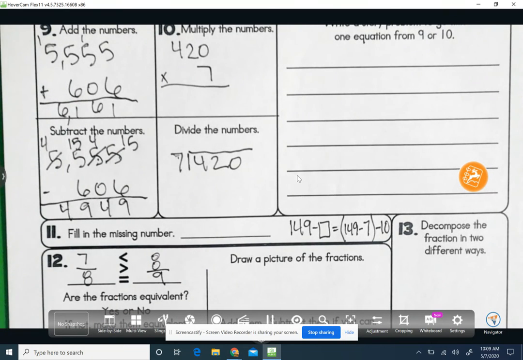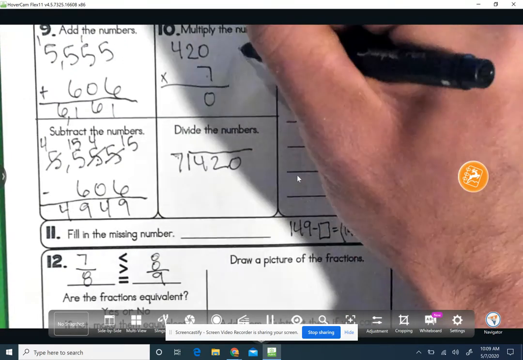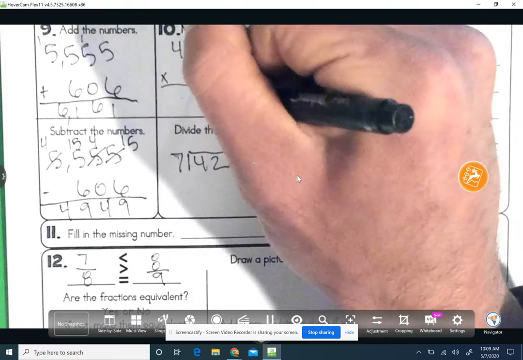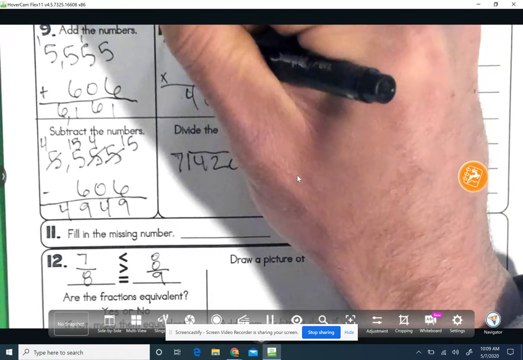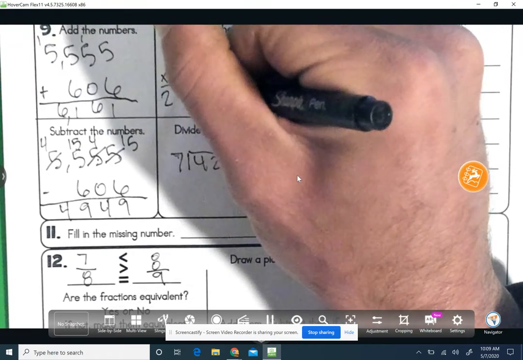Multiplying 420 times 7. I get 0. 2 times 7 is 14. Two-digit number. Put it over here. Circle it. Got to do something with it. I'm putting that 4 down, and I'm going to carry the 1. 4 times 7 is 28. Plus 1, 29.